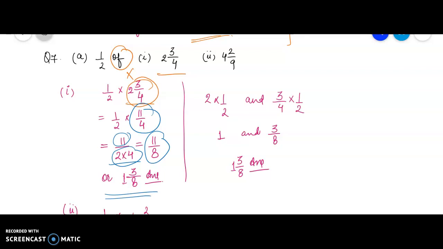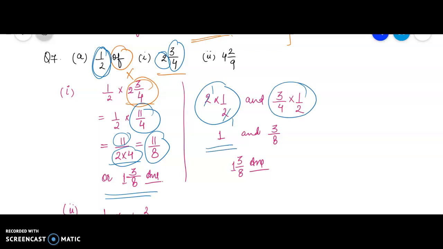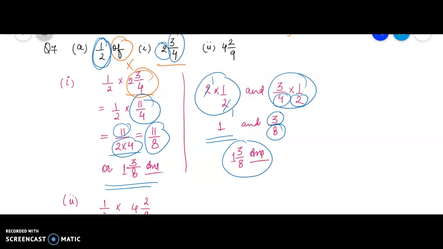Another method is that I can multiply this 2 with half like this, and 3 by 4 with half again like this. So here 2 1s is 2, 1 will be remaining, and here nothing can be cancelled, but here we can multiply. So in the numerator 3 and in the denominator 2 4s is 8, 3 by 8, and when I combine I'll form 1 3 by 8 as my answer.